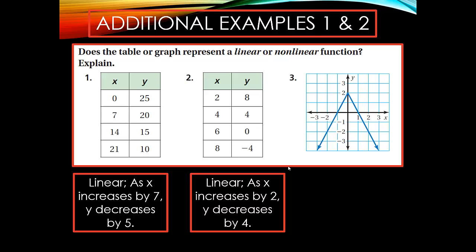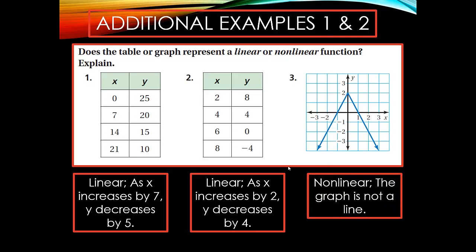And for number 3, if we look at our graph, we can see that we do not have a line. So this would be nonlinear. The graph is not a line.